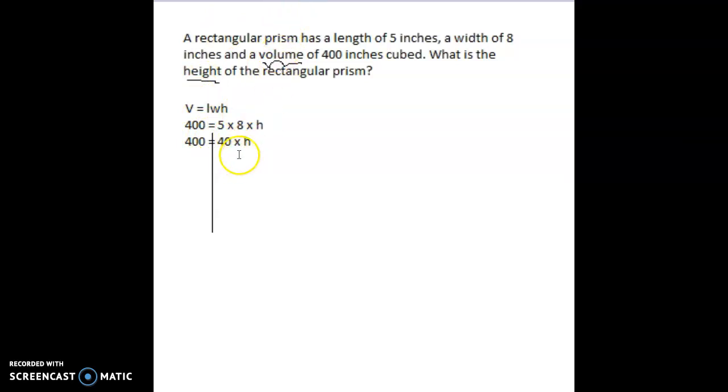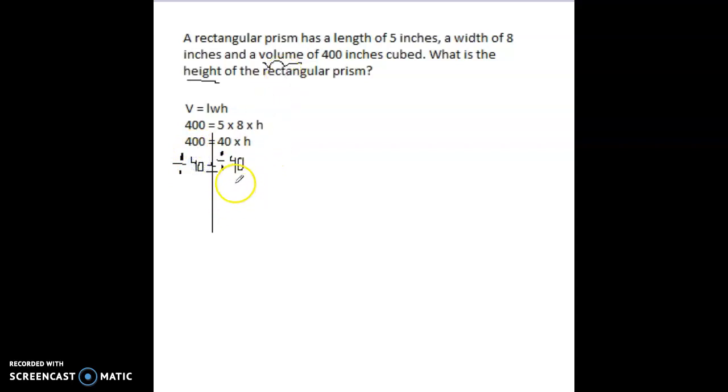This time the operation is times 40. Opposite of times 40 would be to divide by 40. So I'm going to write that in here. Divide by 40. Now, if I want to keep the sides equal though, we said we're going to do it to both sides. So we also have to take this side and divide it by 40 to keep it equal.